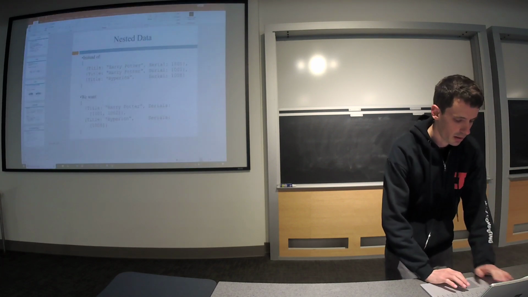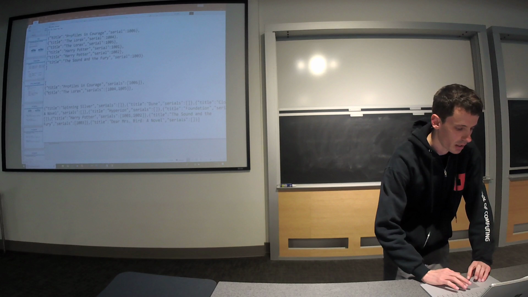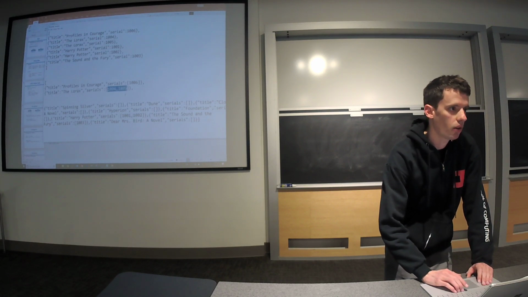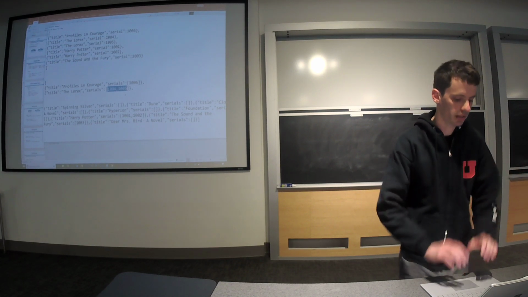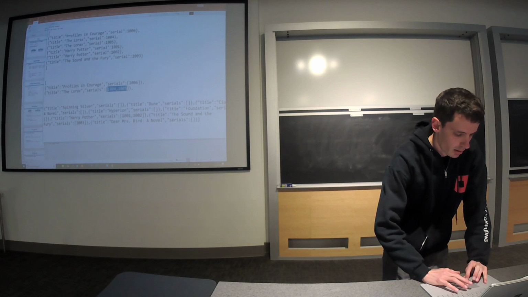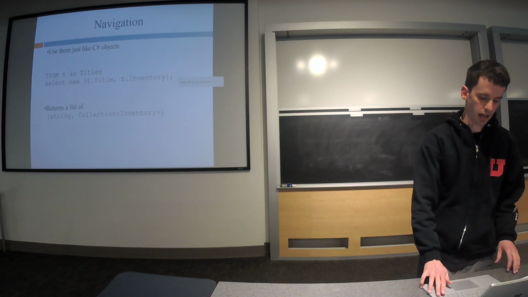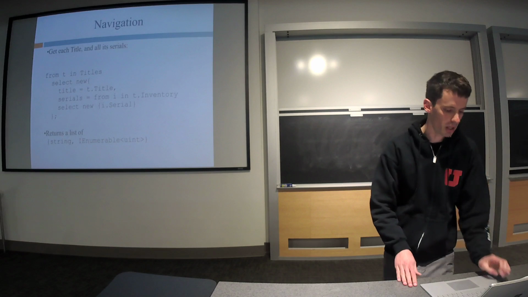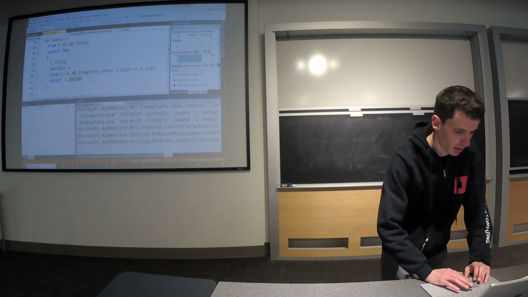But what we want, and what we just wrote more manually, is a string title followed by a collection of serial numbers. So I don't want the entire inventory object which has ISBN and serial number. I just want the serials. So how can we use this navigation and nested selects to do that? So here's basically rewriting that query we just came up with in a much cleaner way. And I'll just do it in code instead of focusing on the slide.